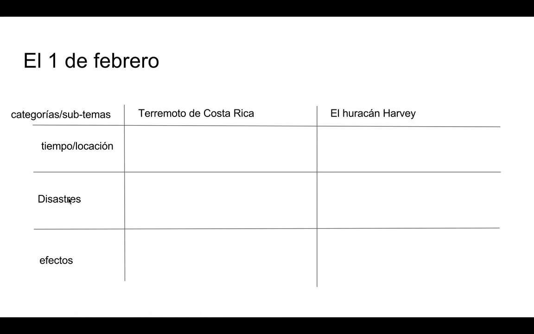Los desastres. So on this one, for El Terremoto de Costa Rica, you can talk about maybe the victims, people that lost houses, exactly what happened. They talk about mudslides and that, reading things. Maybe 3 facts that you found out in the reading from yesterday. And then Hurricane Harvey, same idea as well.